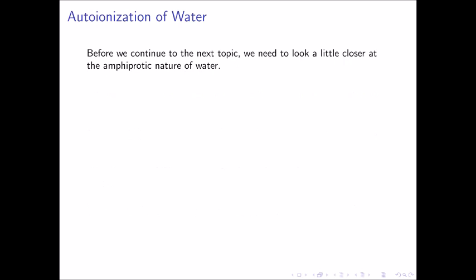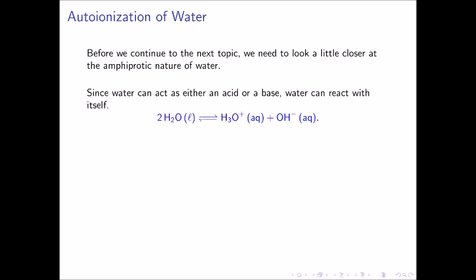In our next lecture, we will discuss a numerical method for determining the relative strengths of acid or base solutions. Before we can move on to that topic, we need to spend a little more time looking at the amphiprotic nature of water. Since water is amphiprotic, it can act as either an acid or a base, and therefore water can react with itself. This reaction, known as the autoionization of water, has two water molecules reacting to form in equilibrium a hydronium ion and a hydroxide ion.